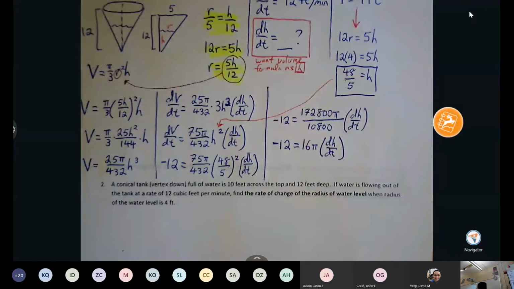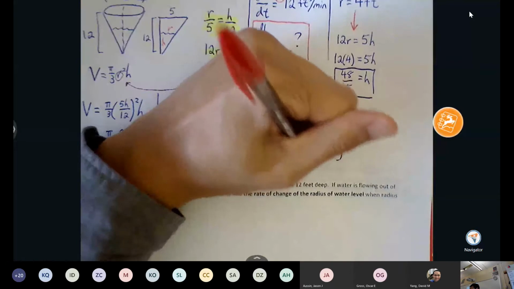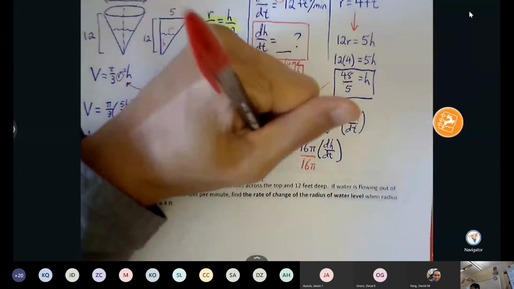Okay, so we're almost there, right? Divide both sides by 16 pi. Notice, though, the location of the pi, right? It's in the denominator, so it needs to stay there. We can't just move it up.